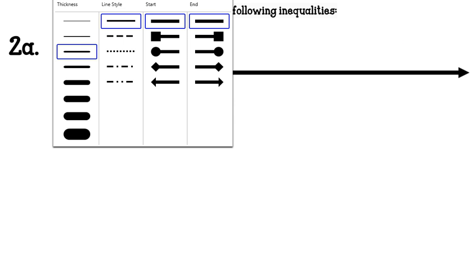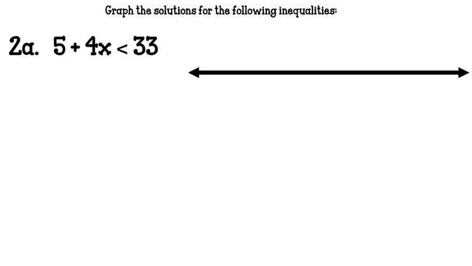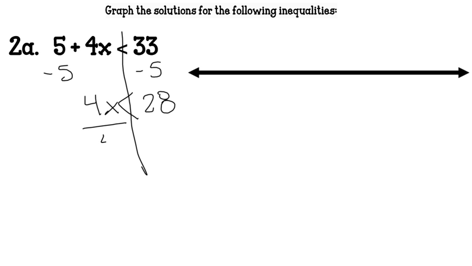Okay, 2a, we have 5 plus 4x is less than 33. So the first thing I'm going to move is the 5. Remember, we're trying to undo addition and subtraction to x. So whatever is being added to x gets moved first. And so we subtract 5 from both sides, and we have 4x is less than 28. And we divide both sides by 4. We get x is less than 7.